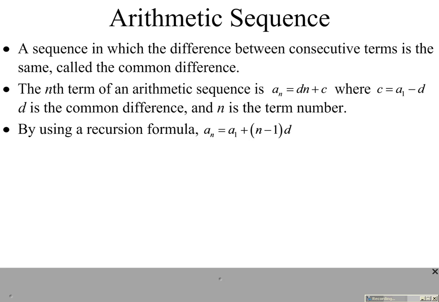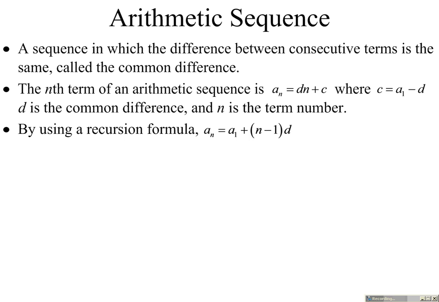Using a recursion formula, our final formula that you will be using over and over and over again in this section is right there. The nth term, remember a of n represents the nth term, so some specific term is equal to a of 1, which is the first term, plus n minus 1 times d. We know n is the term number, d is the common difference.